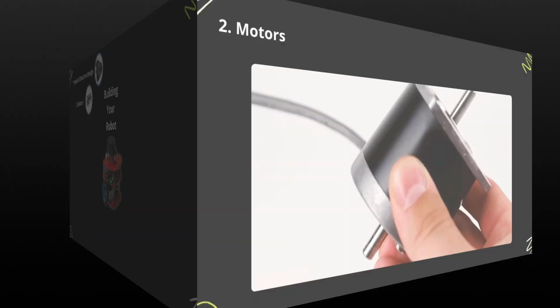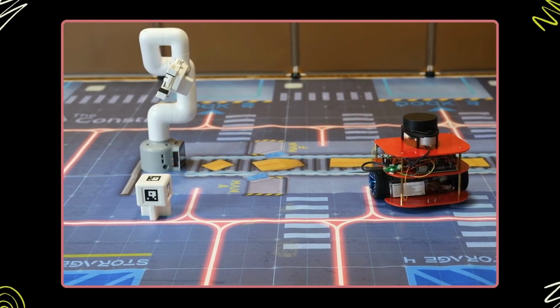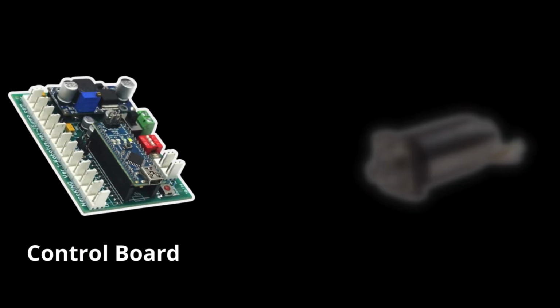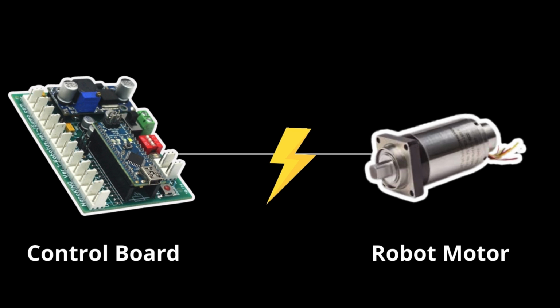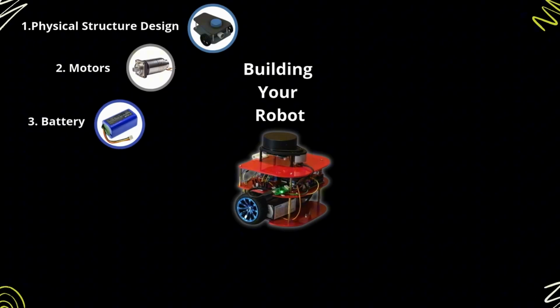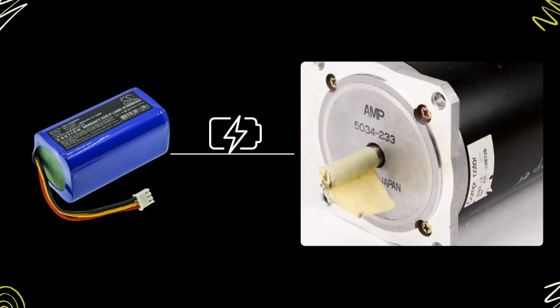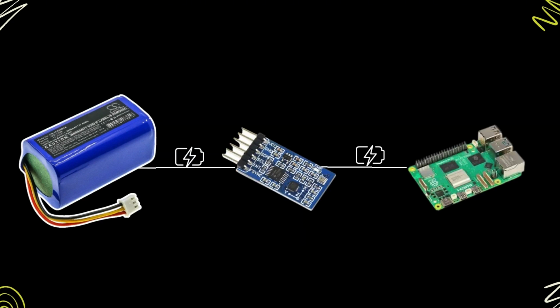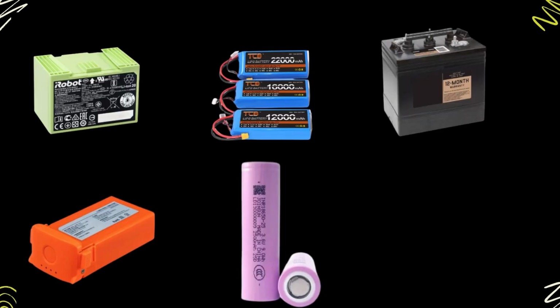The second step is to add the motors. The motors are the ones that allow the movement of the robot. We will also need to include the control boards that provide the power to control motors. On the third step, we will add the batteries. With the batteries, we can make the motors move. Also, the sensors and computers that we will add later will be able to run thanks to the batteries. We will learn about the different types of batteries that exist and how to choose the proper one.